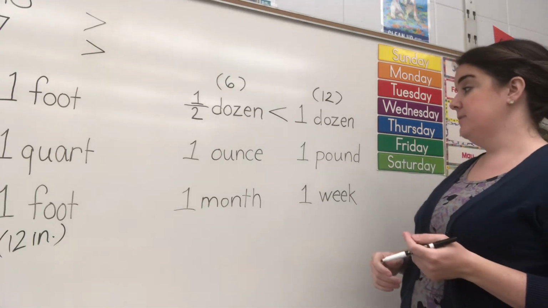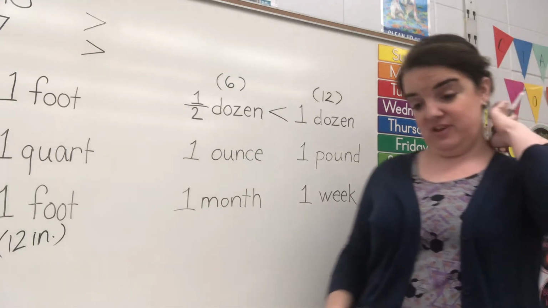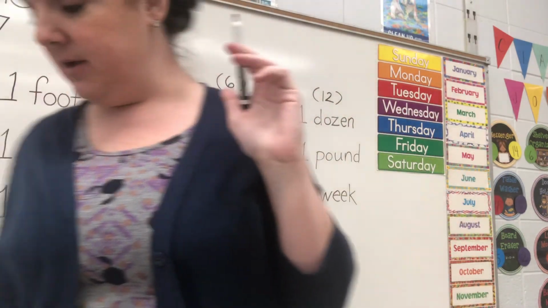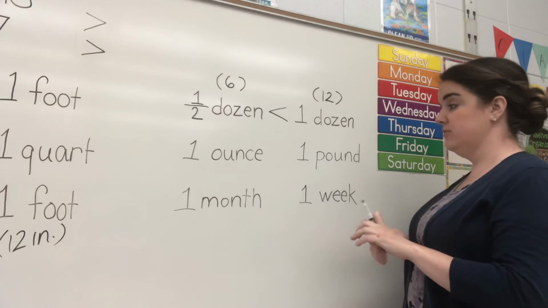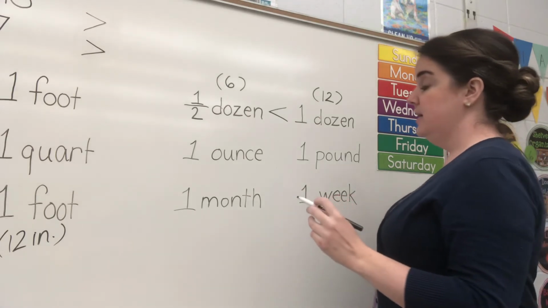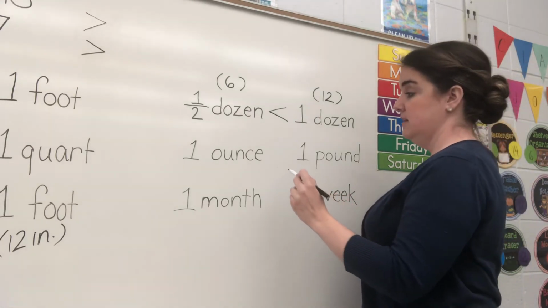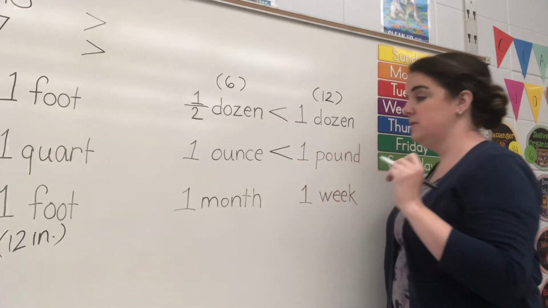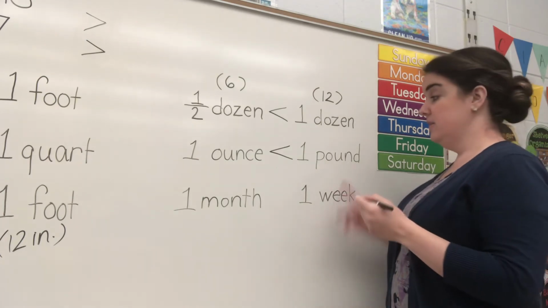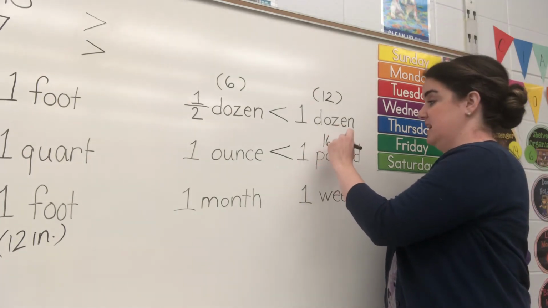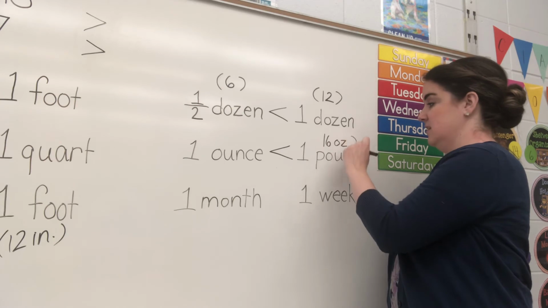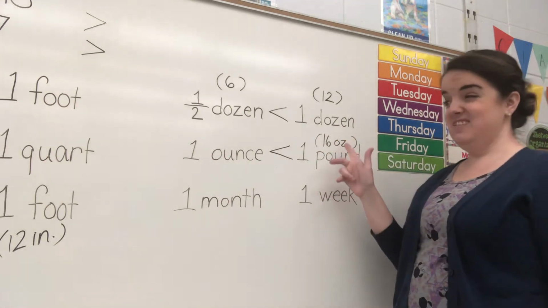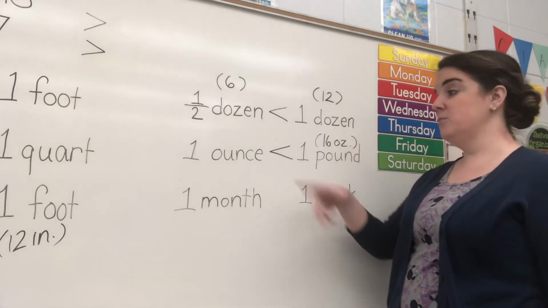All right, very good. 1 ounce and 1 pound. Here we go. We have 1 ounce and 1 pound. And the correct answer, 1 ounce, is less than 1 pound, because remember, there's 16 ounces in a pound, and this is only 1 ounce. So 16 is definitely more than 1 ounce.